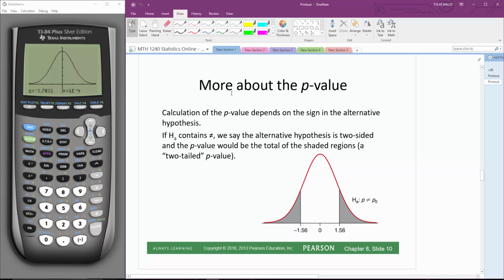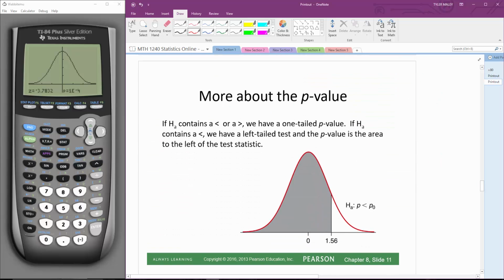All right, so now more about p-values. Remember that the calculation of the p-value depends on the sign in the alternate hypothesis. If the alternate hypothesis contains does not equal, then it's a two-sided test, as I was saying before. So the p-value would be the total of two shaded regions. We call this a two-sided p-value. To find it, I would find this area and add it to this area. But since it's symmetric, I could also just take 2 times one of the areas. If you found both, it would be the same, because it's symmetric.